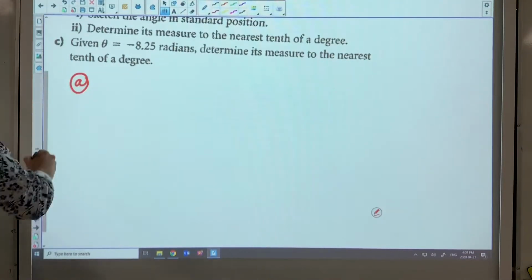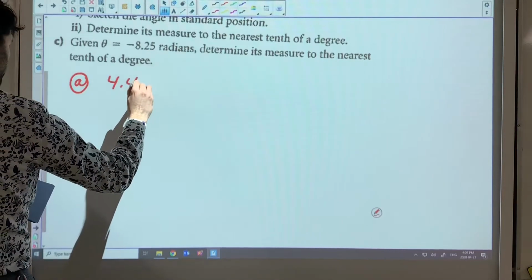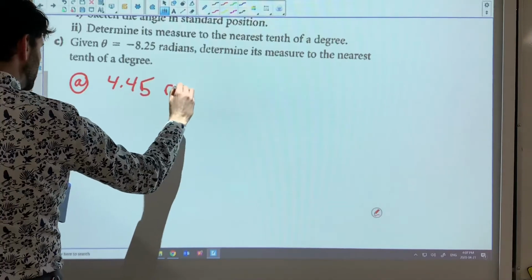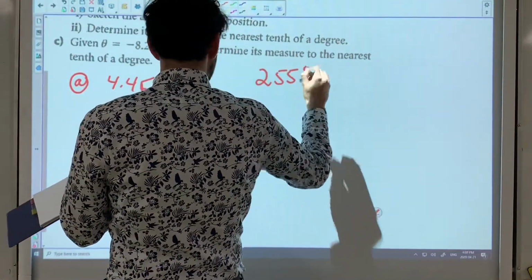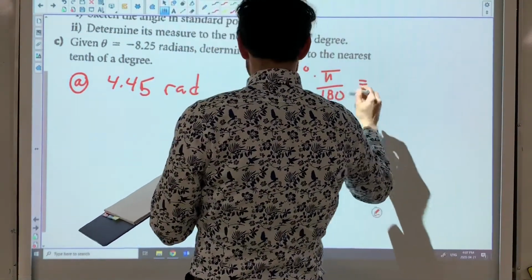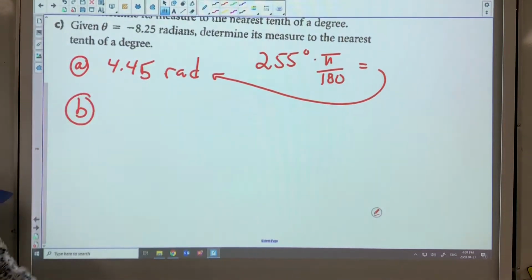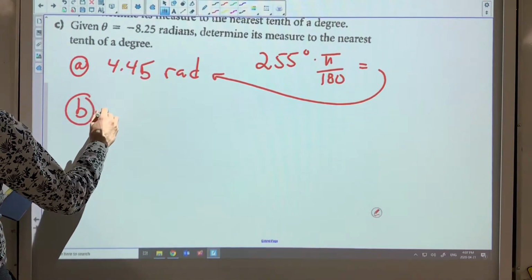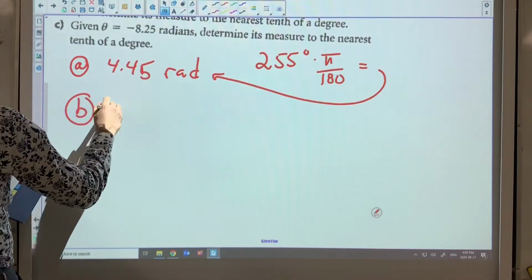For A, you're going to get 4.45 radians. For this one, you're going to take the 255 degrees multiplied by your conversion factor to get to radians, and you're going to get that answer. For part B, what are they giving us? We'll sketch the angle too, so let's see.